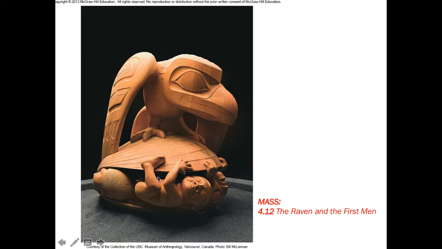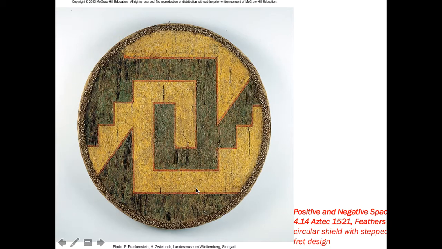So all these dark areas around here, and they're not necessarily dark areas, but they're areas of space around the piece, are going to be the negative space. This particular piece in the book, 4.14, the Aztec feathers, is showing you a shield that has two equal figure ground designs, but you can only see one at a time, basically.